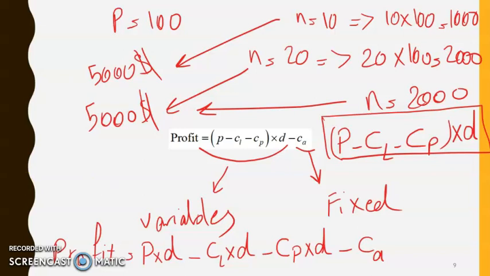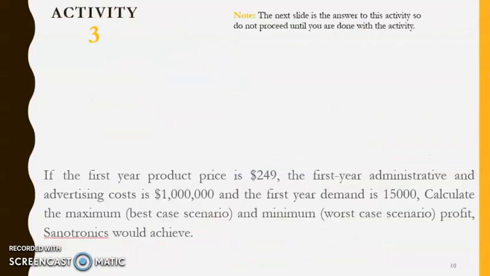Now let's go for activity 3. In activity 3, I just want to make sure you have completely understood the problem. So it asks you, if the first year product price is 249, so it is not a random variable. It is fixed. It is constant. The first year product price is 249.